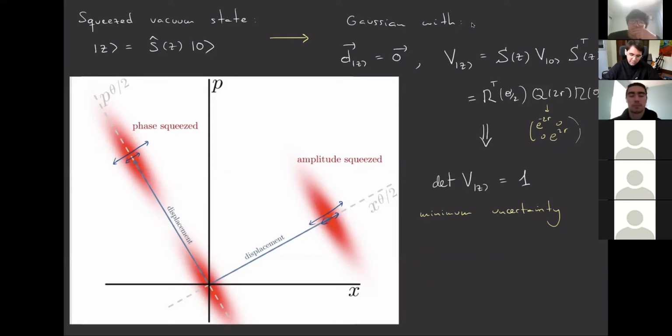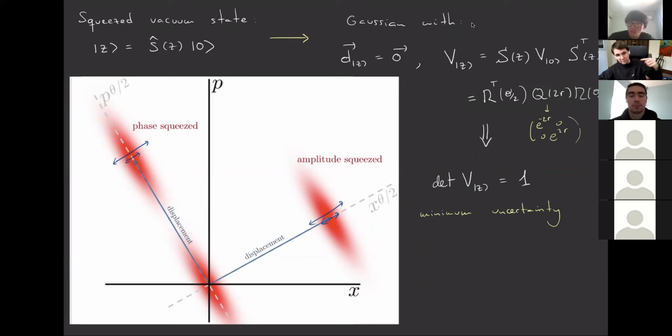So we see that at the end of the day, by combining Gaussian operations, we can create the type of Gaussian states that we want, in particular, in this case, squeezed states. And this is precisely what's done in the gravitational wave detector of LIGO, for example.